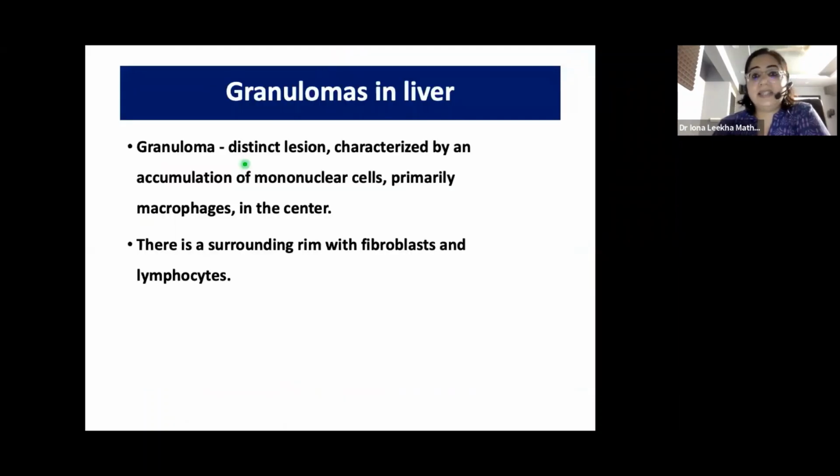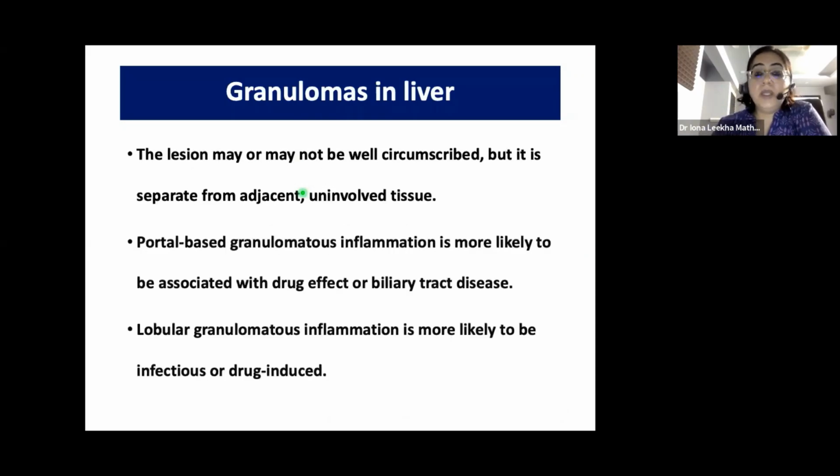I'll just quickly describe the granulomas. Now, a granuloma, we know, is a distinct lesion which is characterized by accumulation of mononuclear cells, mainly the macrophages, in the center. They may be surrounded by a rim of fibroblasts or lymphocytes. The lesion may or may not be well circumscribed, but it is separate from the adjacent uninvolved tissue.